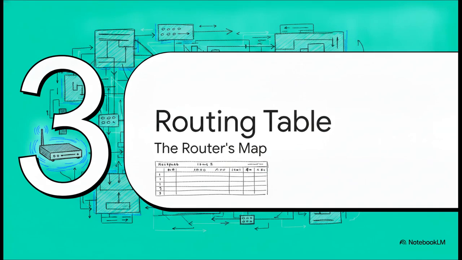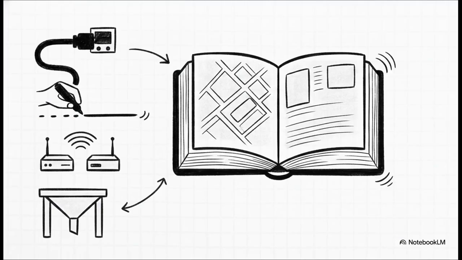Section 3. Routing Table, the Router's Map. So the map is drawn, our subnets are defined, but the router needs a master directory to read this map, and that is stored right in its memory as the routing table. When you log into a Cisco router and type show ip route, you're going to see a list marked with a bunch of different letters.